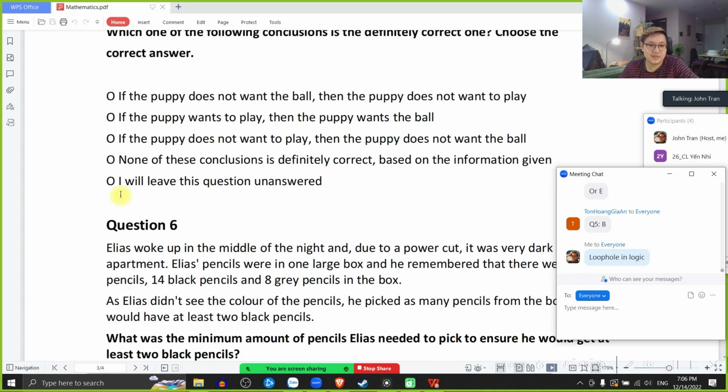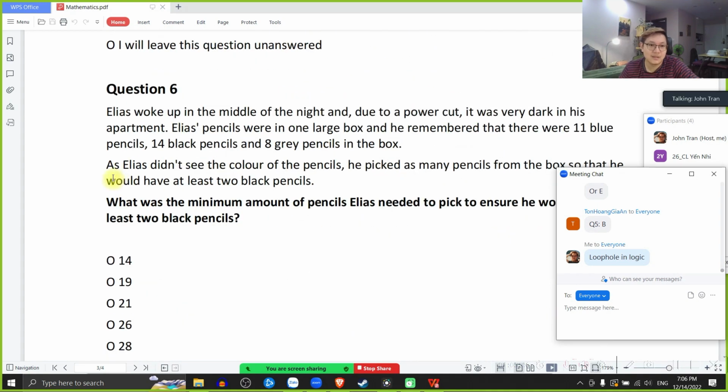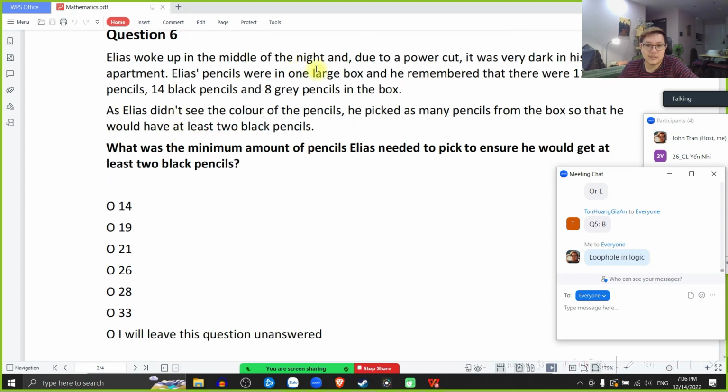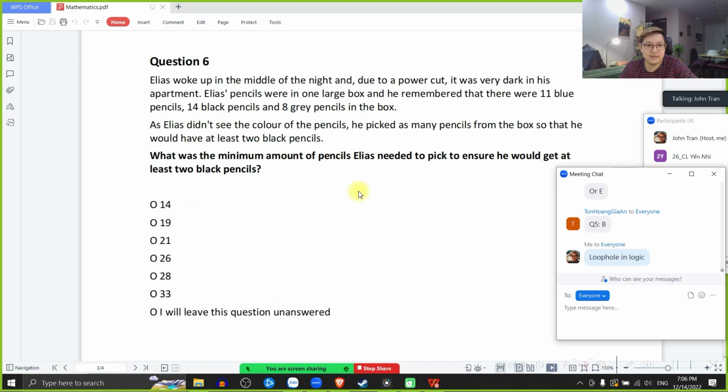So, now let's try number six. Elias thức giấc nửa đêm. And due to power cut và do cúp điện, it was very dark in his apartment. Lúc đó trong căn phòng cúp điện cho nên rất là tối. Những cái bút chì của Elias nằm trong một cái hộp rất to, bự. Và ảnh nhớ rằng nó có 11 cái bút chì màu xanh dương, 14 bút chì màu đen, và 8 cái bút chì màu xám trong cái hộp đó.